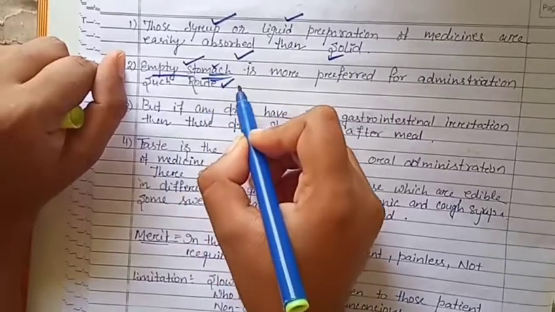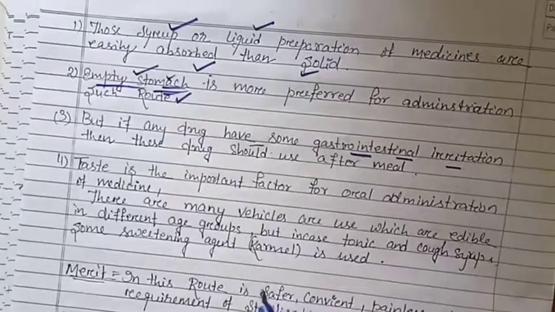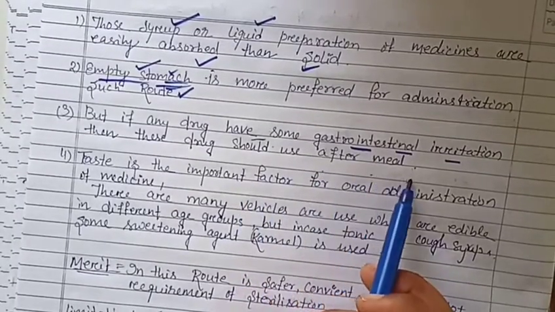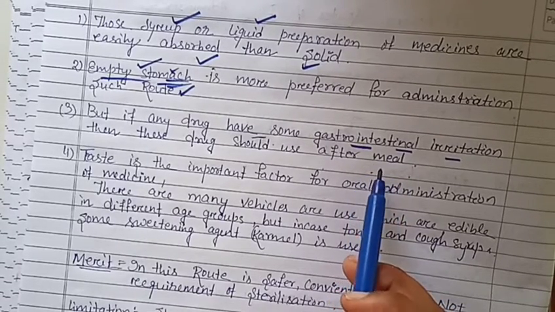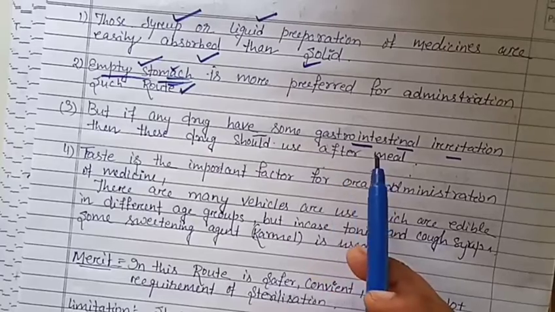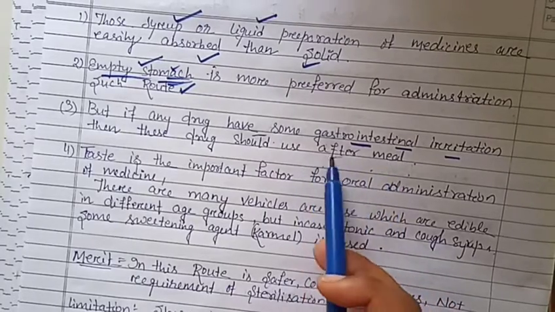There are also exceptions, mainly those medicines which cause GIT irritation, meaning those which cause gastrointestinal acid reflux. That type of medicine is given after meals.